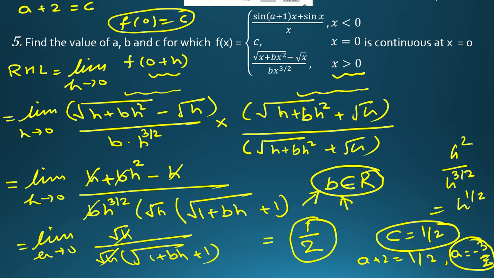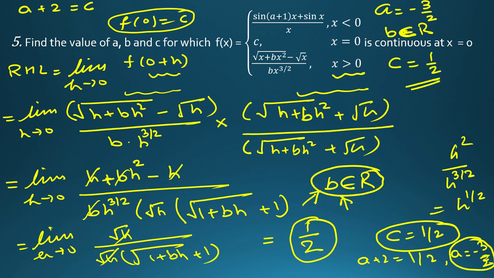So what you will write here? Answer will be a is equal to minus 3 by 2, b is any real number. It is not necessary that you write b belongs to R. You can write for all real number b, okay, or b is any real number, whatever you want. And c is equal to half. This will be the complete answer.